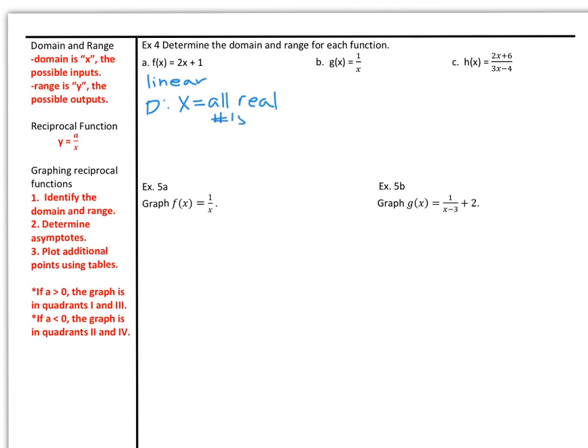Using infinity notation, we would say from negative infinity to positive infinity. The unique thing about linear functions is that the range can have any possible output as well. It can equal any number on the y-axis. So we would pretty much say the same thing, but notice we're not using y. Our output notation is f of x. So we would say f of x also equals all real numbers.